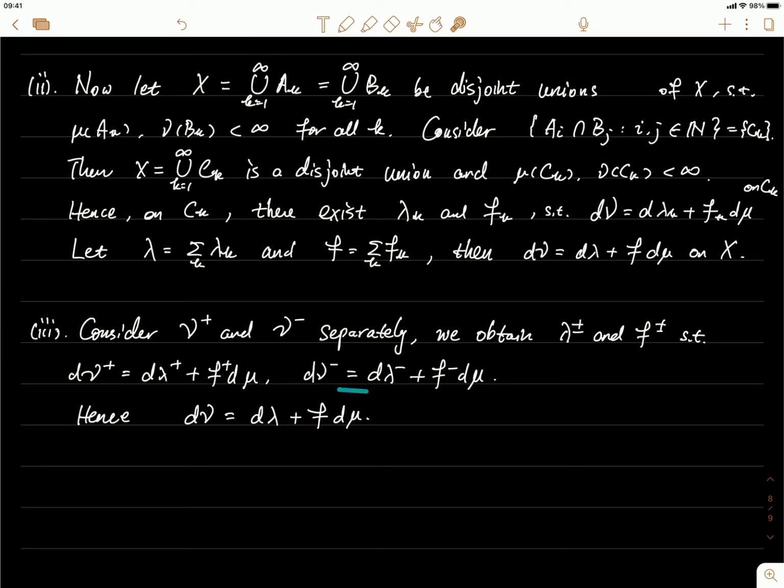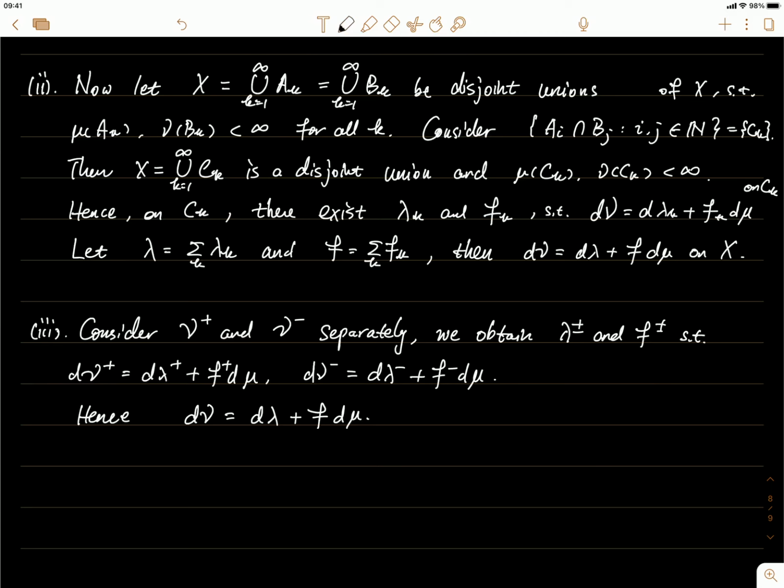Okay, similarly for this one, and then we just need to take the difference of these two, we'll get this final decomposition. So you can see that this will be pretty much straightforward as long as we can prove the Radon-Nikodym theorem for the finite positive measure case. Okay, so this completes the whole proof. That shows the general result we described in the Radon-Nikodym theorem.